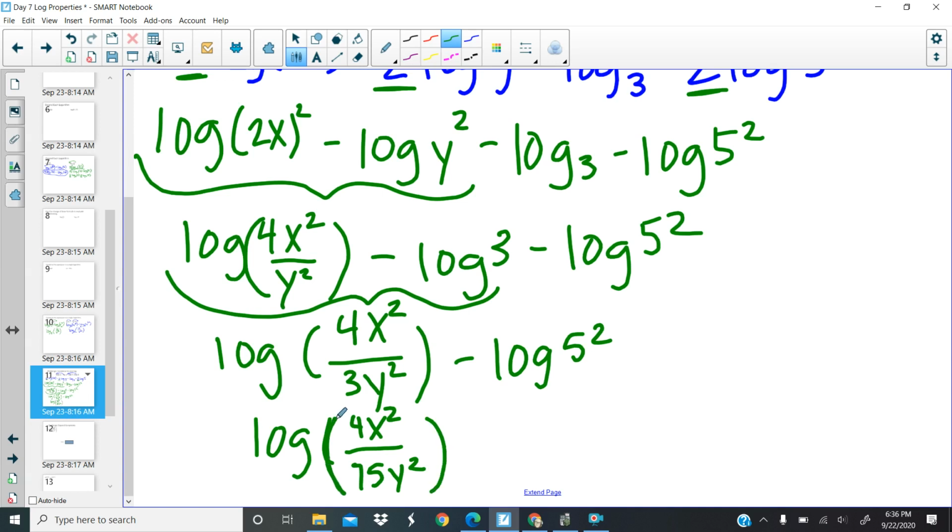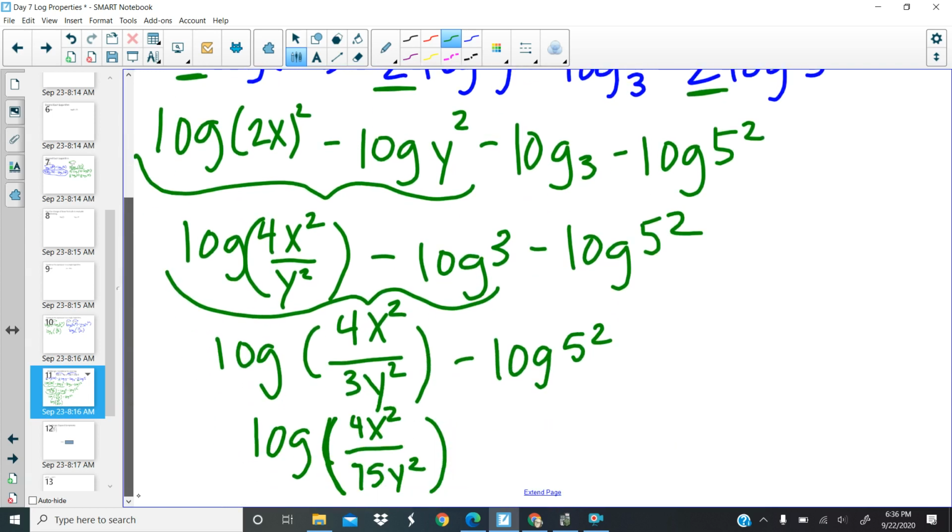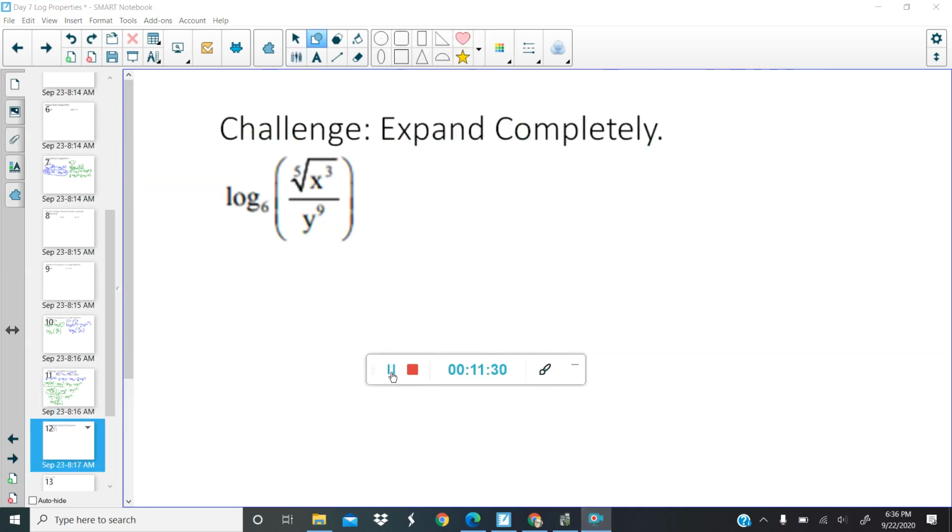So everything that we had up here, those 4 different logs are going to all combine into log 4x squared divided by 75y squared. And now on this one, it's kind of working backwards from the last one, where you have to expand this one logarithm completely out as far as you can.